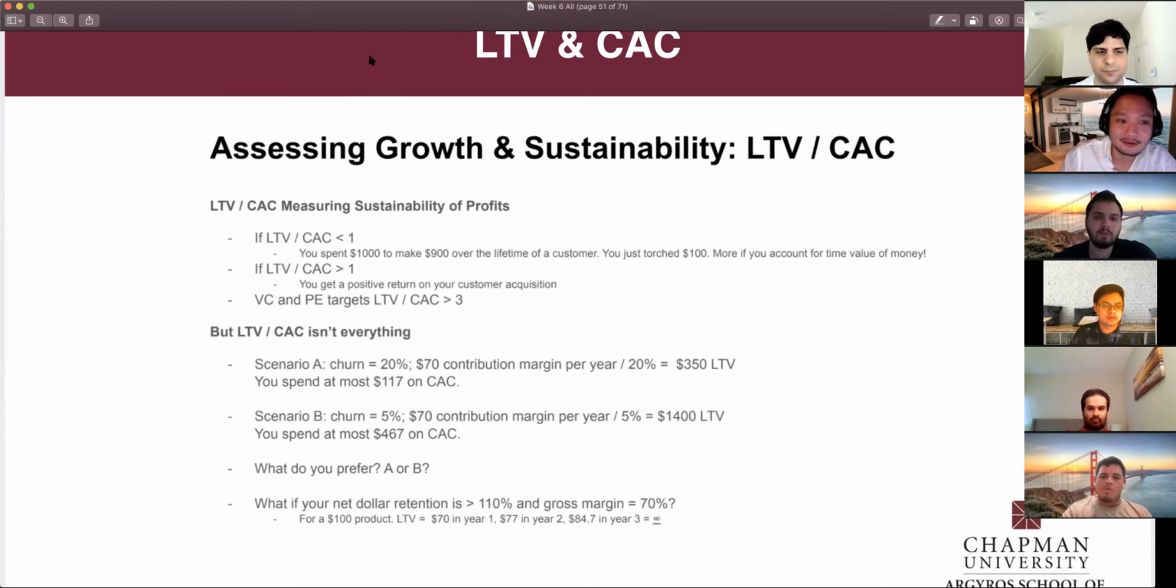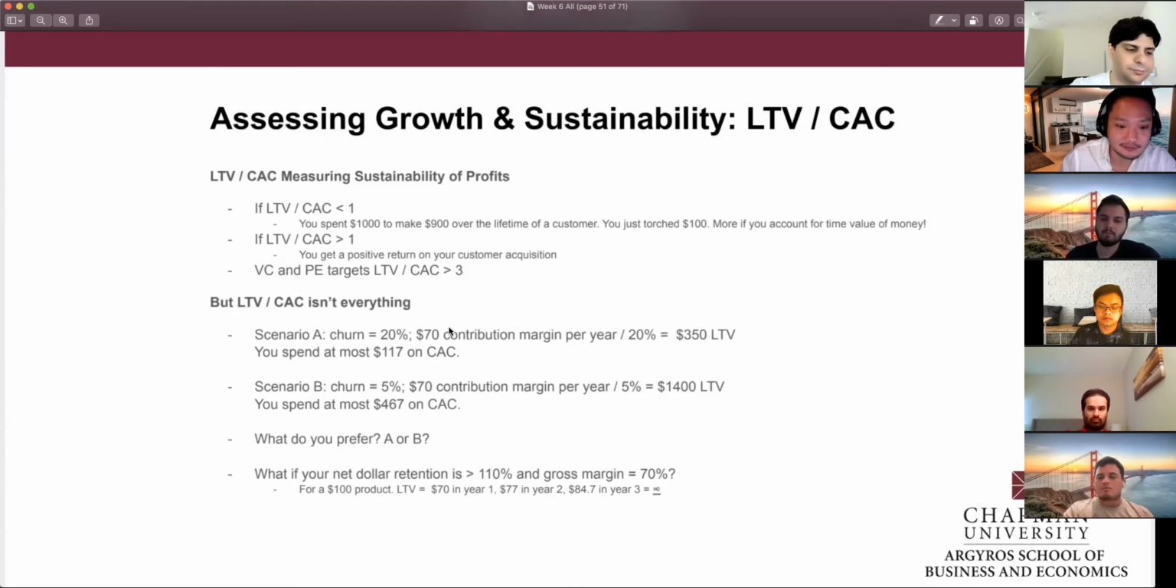3 to 1. Yeah. 3 to 1, right? So it seems like it's always that magic number. So that's like the minimum I like to see. This is pretty aligned with the long-term value of a customer over CAC.